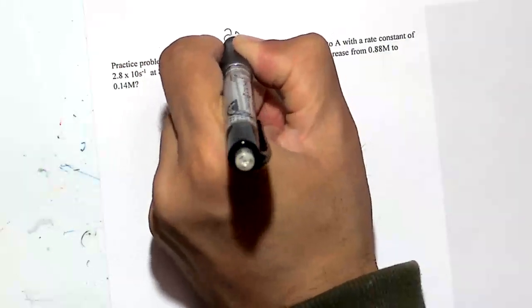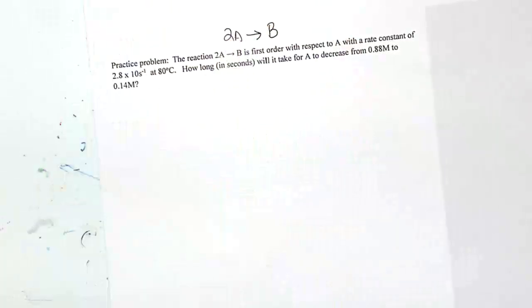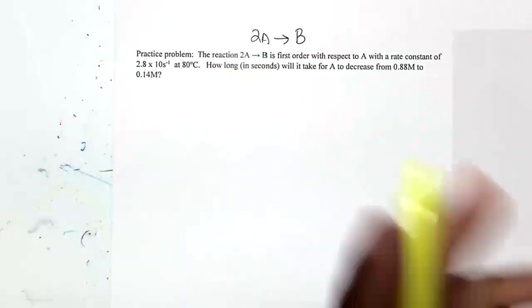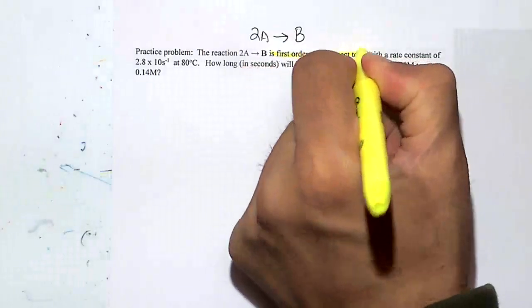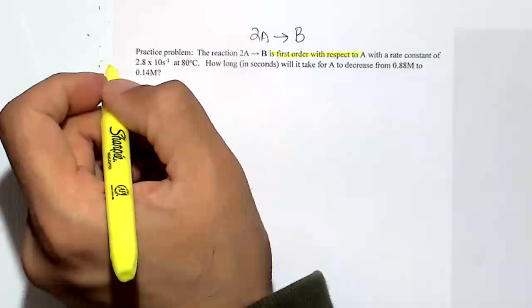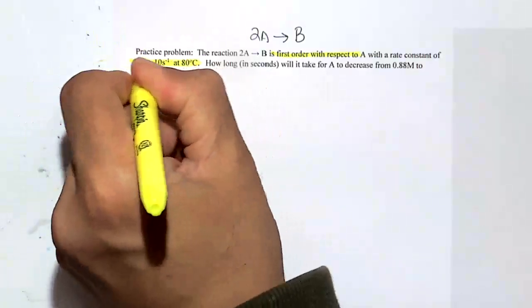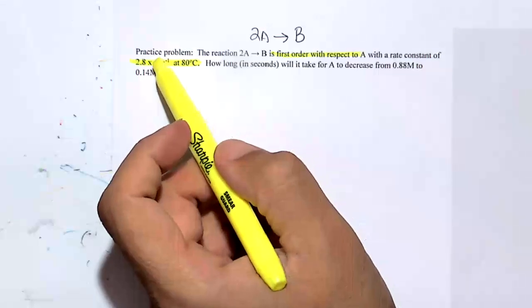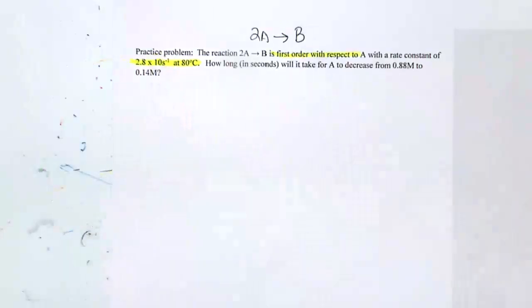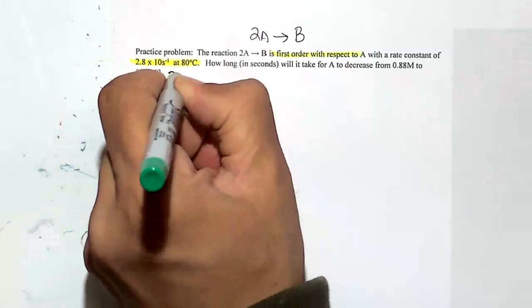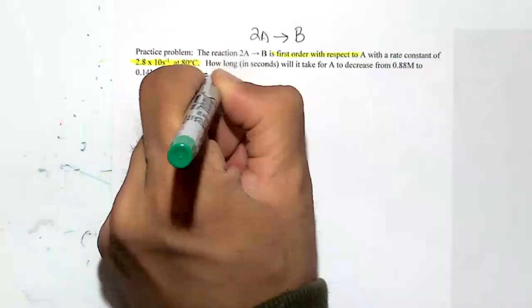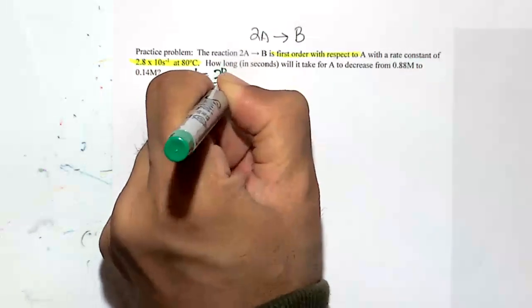All right, the reaction 2A goes to B is first order with respect to A. Okay, so let's highlight that. First order with respect to A with a rate constant of 2.8 times 10 inverse seconds at 80 degrees. Temperature, rate constant: change the temperature, change the rate constant. I'm just going to call it 28 inverse seconds, which is the same thing as 28 over seconds.